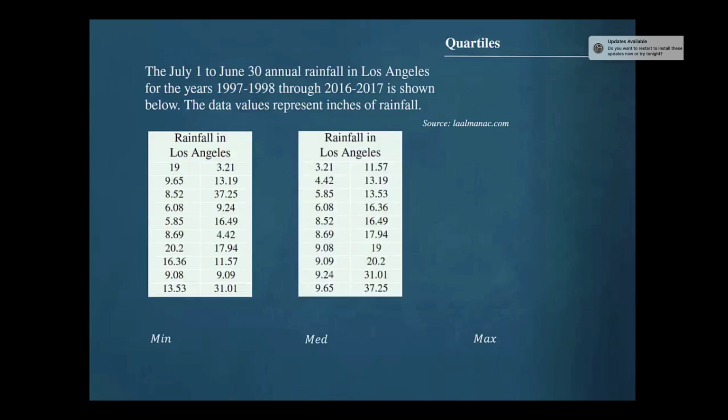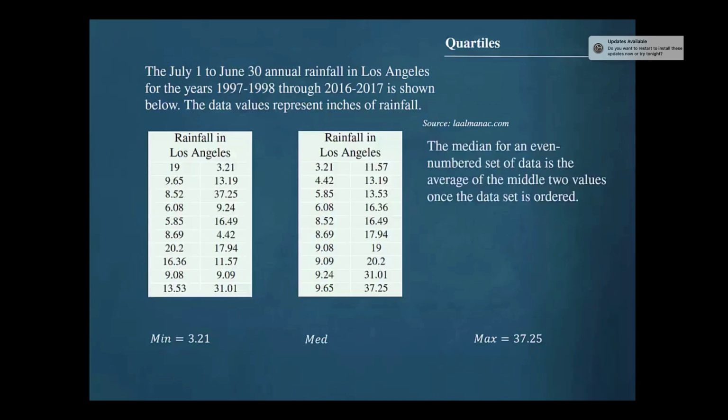We can facilitate this process by first placing the data values in order. Now we can easily see that the minimum value is 3.21 and the maximum value is 37.25. The median for an even number set of data is the average of the middle two values once the data set is ordered. We can find the median by adding 9.65 and 11.57, then dividing by 2. This gives us a median value of 10.61.